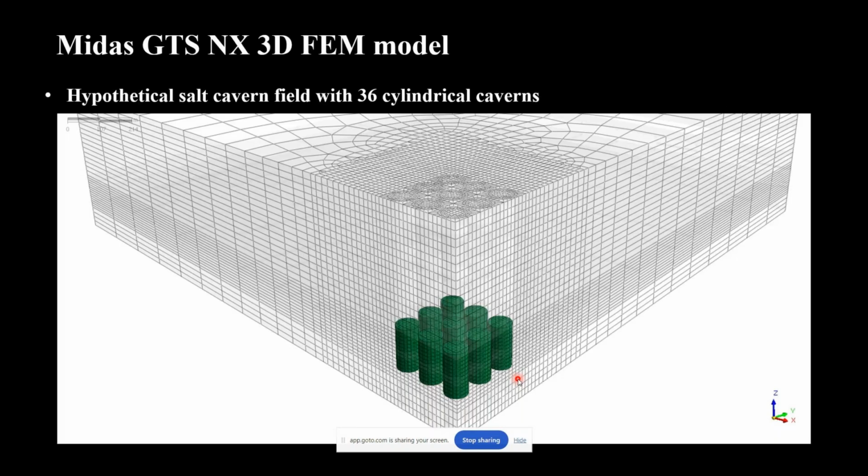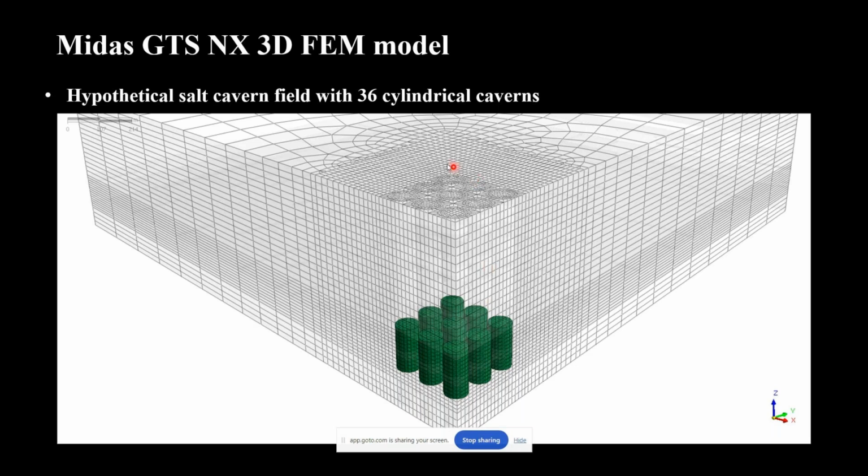This is the mesh that I prepared for this study. As I said, this is a hypothetical salt cavern field. It has 36 cylindrical caverns. This is the 3D model, and those are the caverns. Of course, these caverns are not exactly cylindrical; usually they have a symmetric shape. But the cylinder is a good representation, and it's quite convenient for meshing to prepare the numerical model.